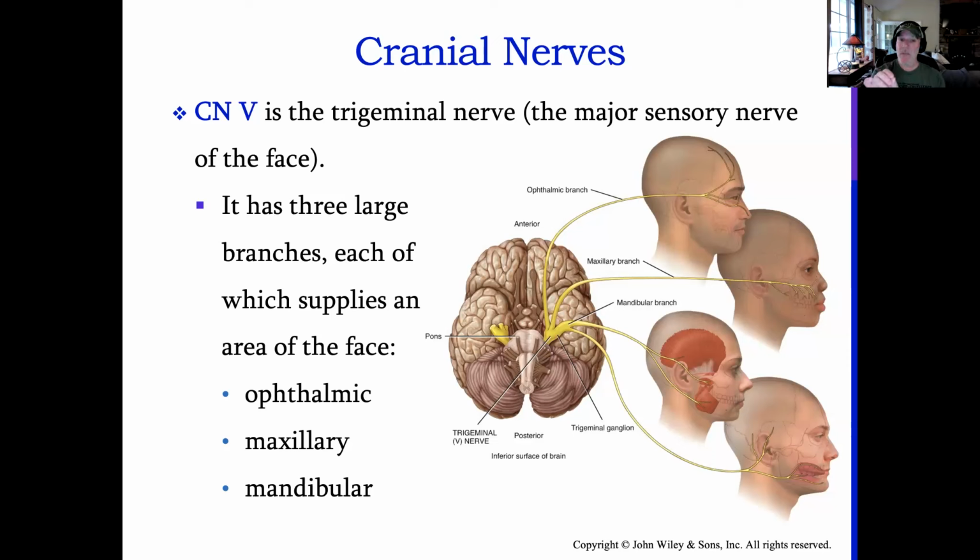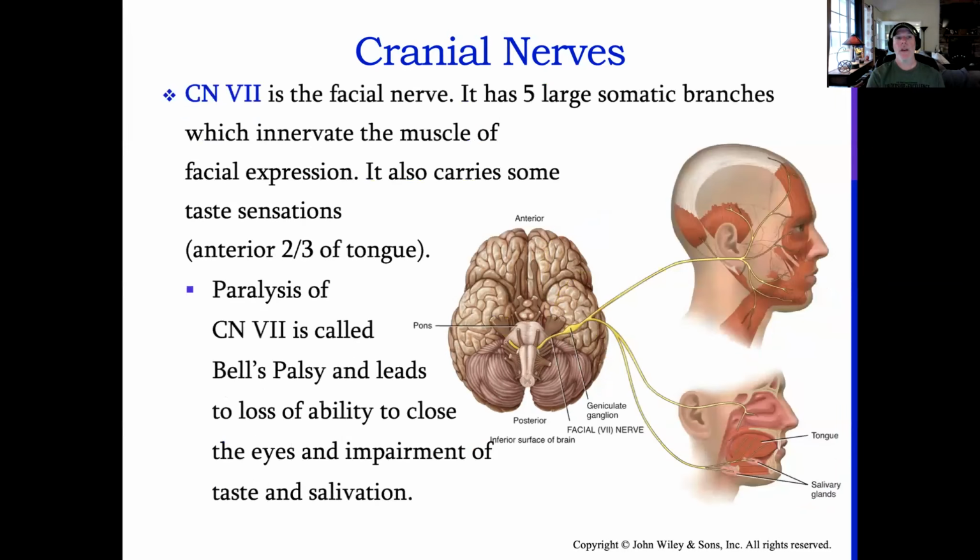It does have some motor control. It is going to provide motor control to the masseter muscle, so it is our chewing nerve as well, but its major function is going to be sensory to the face. Cranial nerve 6 we did, that was abducens.